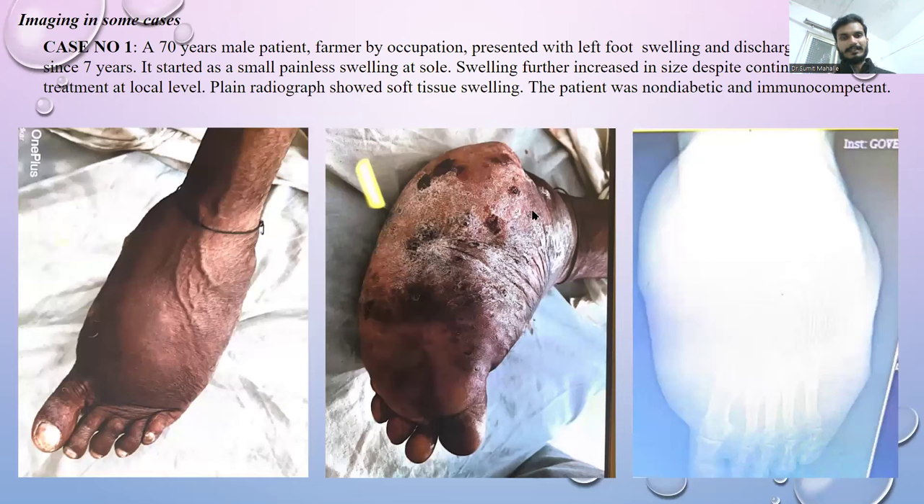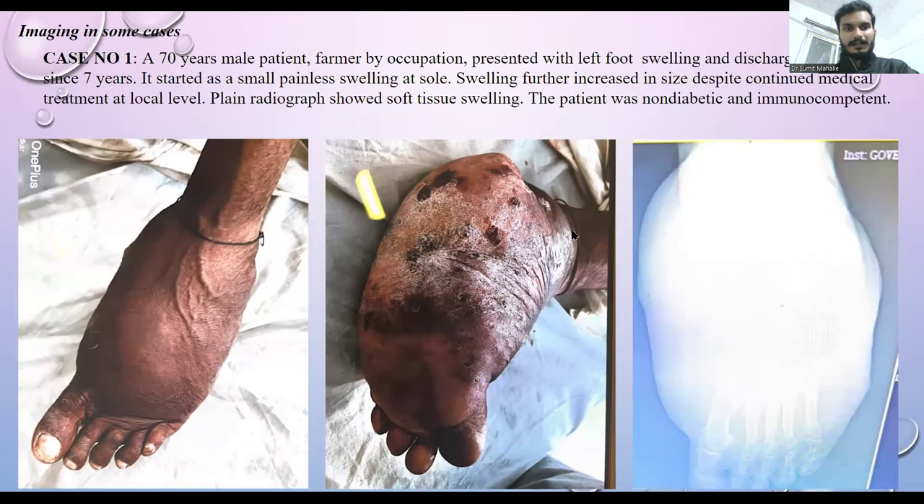So now there is a case here. A 70-year-old male patient, farmer by occupation, presented with left foot swelling and discharging sinus since 7 years. It started as a small painless swelling at the sole. The swelling further increased in size despite continuing medical treatment at the local level. Plain radiograph showed soft tissue swelling. This patient was non-diabetic and immunocompetent. So you can see the images of the patient and the X-ray image here.